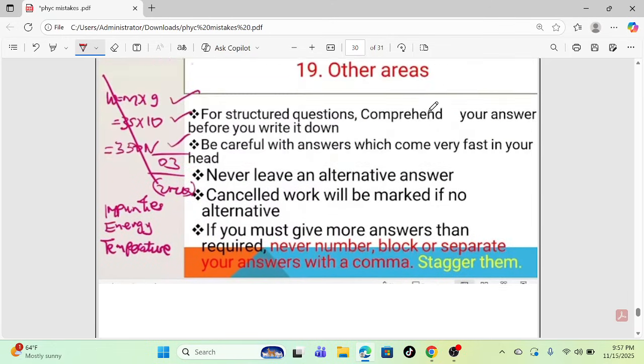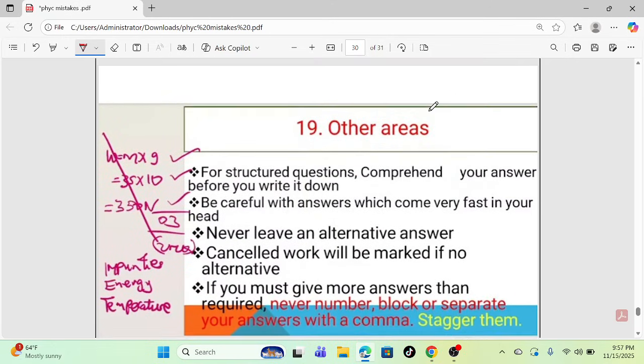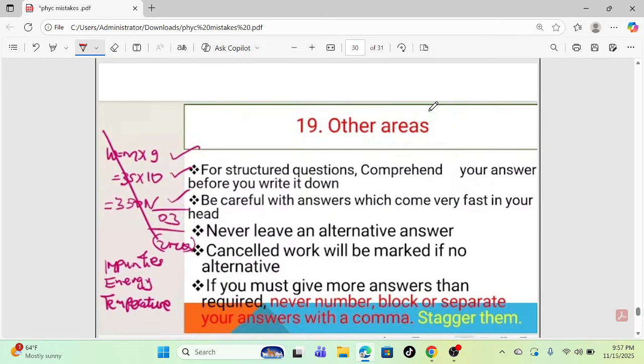So another thing is other areas for structured questions. Comprehend your answer before you write it down. Please understand your answer before you write. Be careful with answers which come very fast in your head. Never leave an alternative answer. But in case you cancel and you have written any alternative answer, the cancelled work will be marked if there is no alternative. For example, if this is the question.